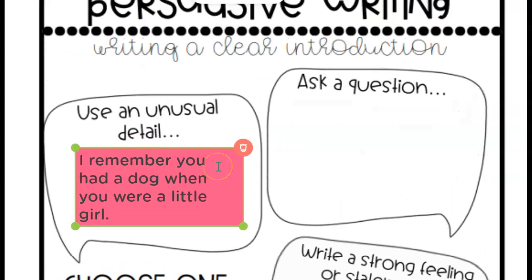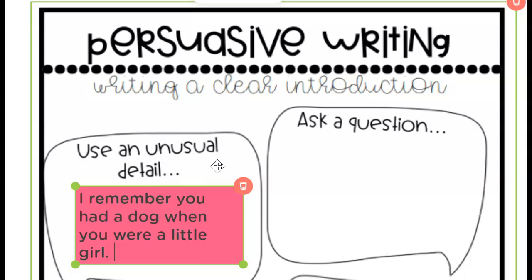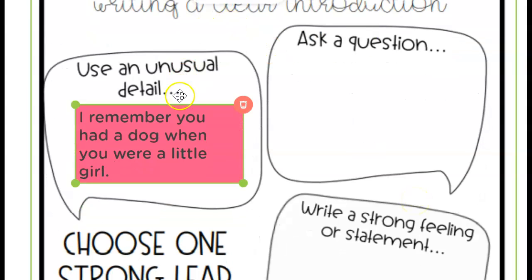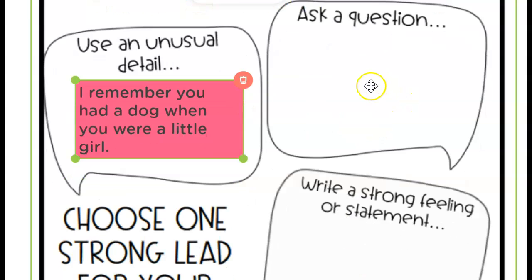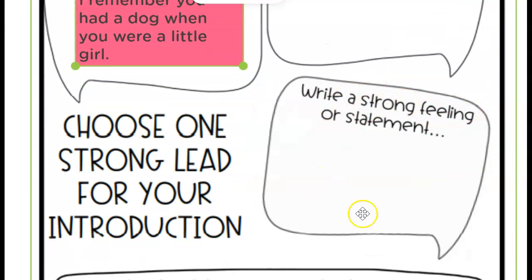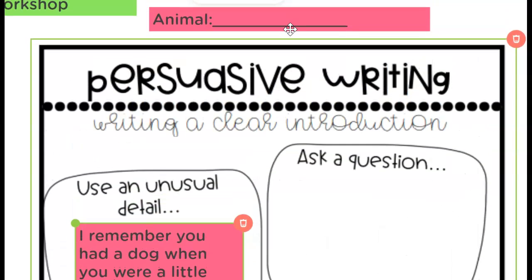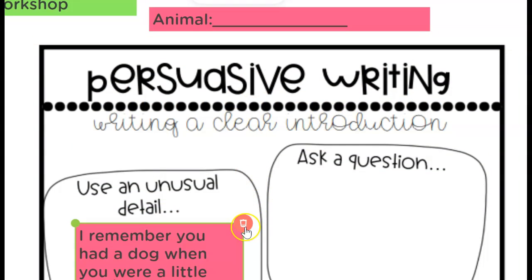We're going to become master convincers after we practice more persuasive writing. For your assignment, you need to match these introductions to your animal that you chose. Ask a question, write a strong feeling or statement. We need more activity in our house. And then we will continue looking at persuasive writing in our next lesson.